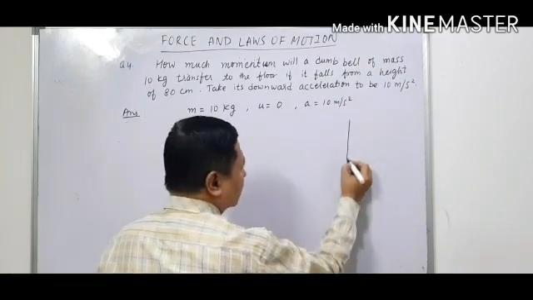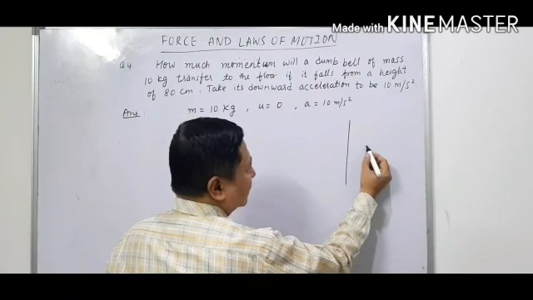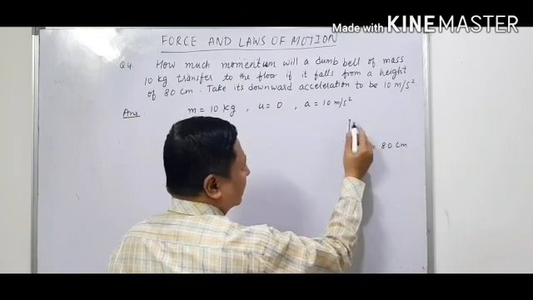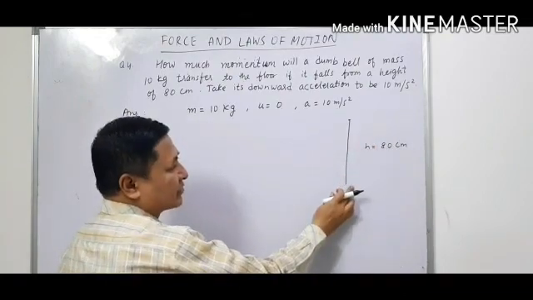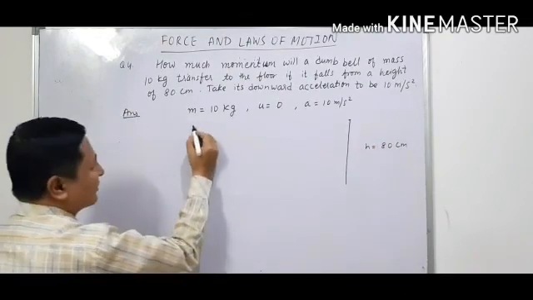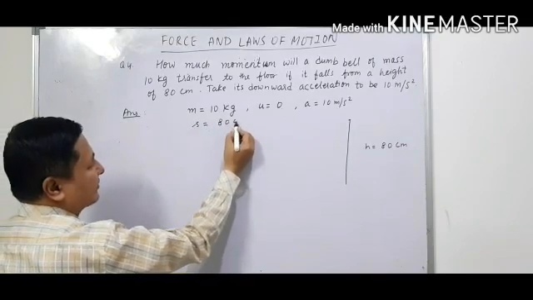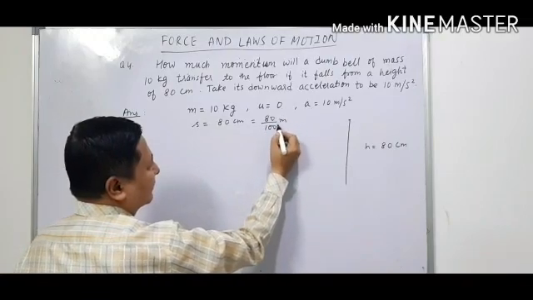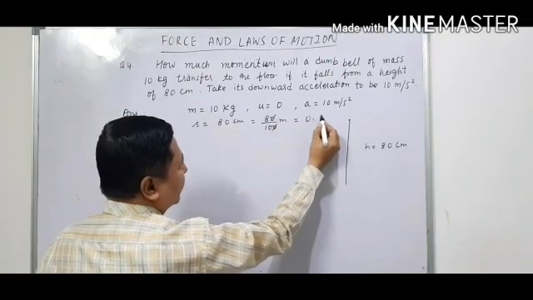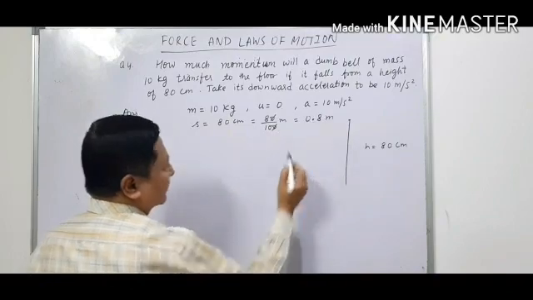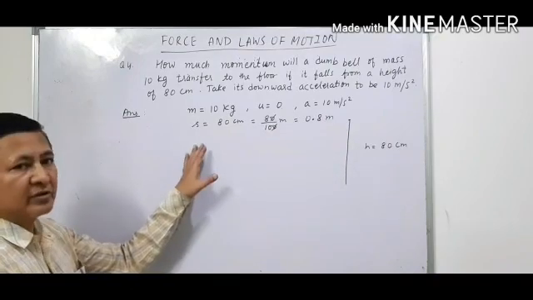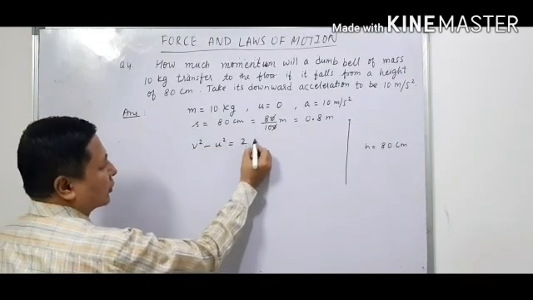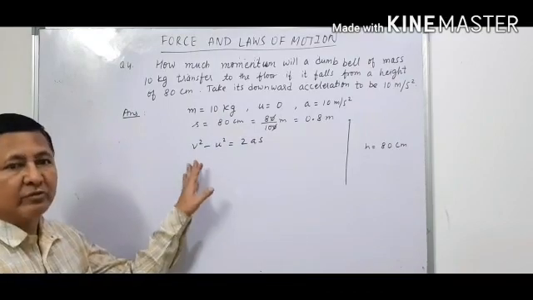Now it falls a distance, or you can say the height given, that is 80 centimeter. So the dumbbell will travel a distance of 80 centimeter. So S will be equal to 80 centimeter. We'll convert it into meters. So 80 upon 100 meter. That will be 0.8 meter. Now first we'll find the velocity. V square minus U square is equal to 2AS. This is the third equation of motion.